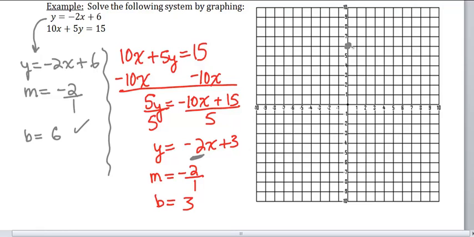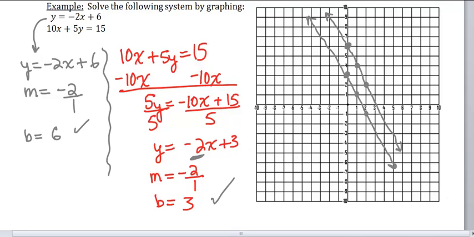So I got a y-intercept of 6. I can go down 2 and to the right 1. Down 2 and to the right 1. And I have another point on my line. So I've got 3 points. I think that is pretty good to go. And then I'll extend it in both directions. My second line has a y-intercept of 3 and a slope of negative 2. So I'm going to go down 2 and to the right 1. Down 2 to the right 1. And I have some other points. And as I can see, these two lines are parallel.